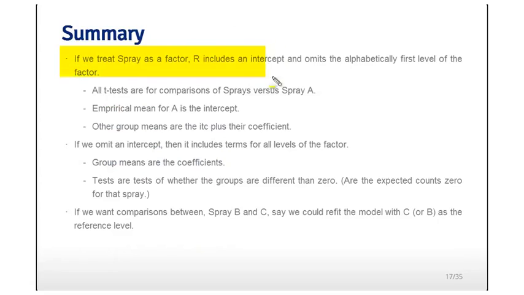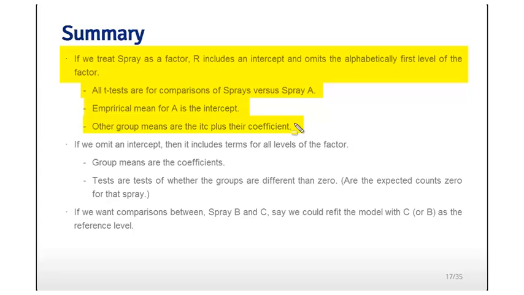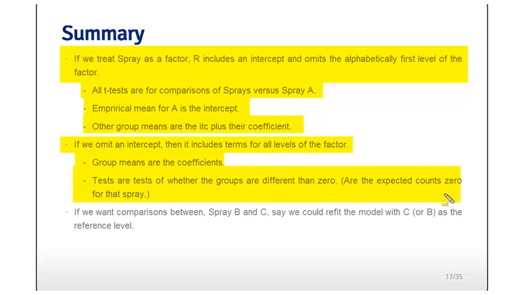If we treat spray as a factor, R includes an intercept and omits the first level of the factor. Then all of the t-tests and all of the coefficients, except the intercept, are comparisons of that spray versus spray A, and the intercept is interpreted as the mean for spray A. The other group means are the intercept plus their coefficient. If we omit an intercept, then it includes all terms for all levels of the factor, and the group means are the coefficients. The t-tests are no longer for comparisons between the groups. They're tests for whether or not the groups are different from 0.